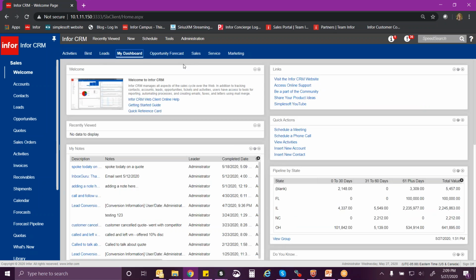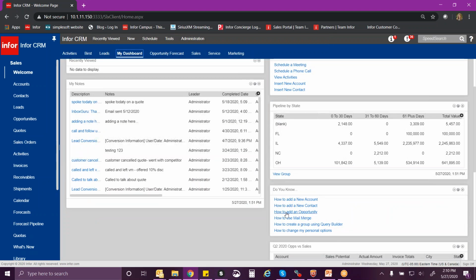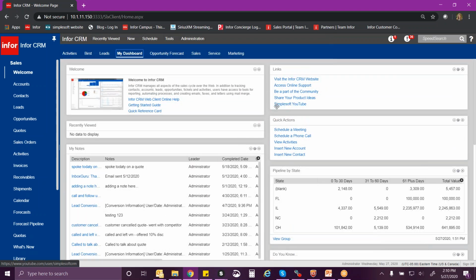And then another one we see is the My Dashboard. So this here is where you can set this up at the administrative level, and then each person that logs in sees these. So you can put important links that you want them to have. For instance, you can link to the Simplesoft YouTube right here. They can do quick actions from their dashboard.